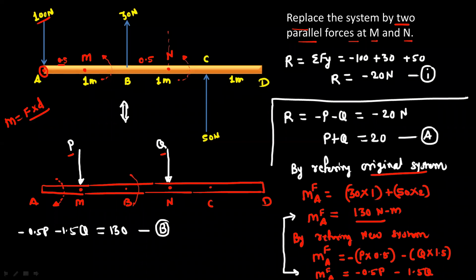Okay, so now in the problem, there are two unknowns. One is force P and second is force Q. And we have two equations. One is P plus Q is equal to 20 and second is minus 0.5 P minus 1.5 Q is equal to 130. So solve this simultaneously. So I will write the equation P plus Q is equal to 20. Okay, so you can solve this in equation mode in your calculator.